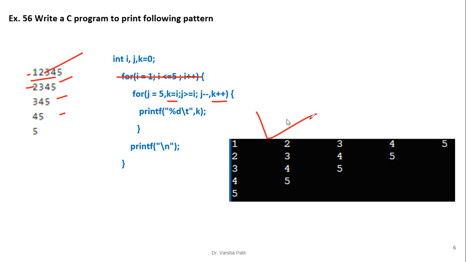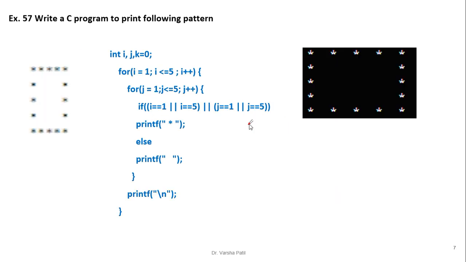So this program is again easy. This program I have already covered, but only with the numbers, and this program is with the star. So i equal to 1, i less than 5, j equal to 1, j less than 5. Here i equal to 1, here i equal to 5, here j equal to 1 and j equal to 5. So the condition is given: if i equal to 1 or i equal to 5, that is either we are on the first row or last row, and the column is either first column or last column, then at that time print star. Otherwise we don't want to print anything, so space is adjusted.